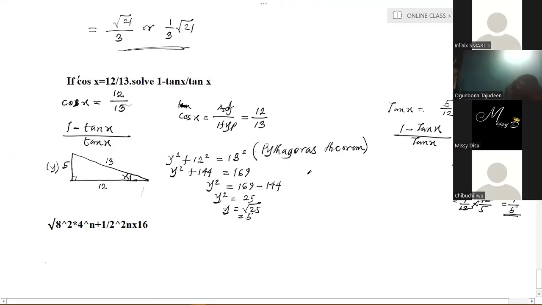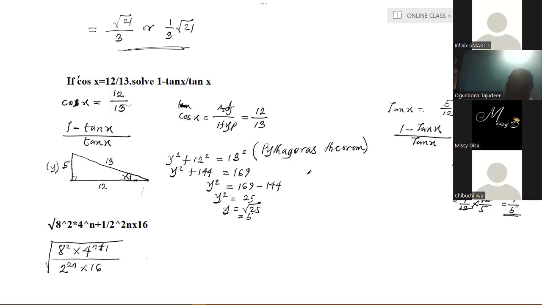We have the square root of 8 raised to power 2 times 4 raised to power n plus 1, divided by 2 raised to power 2n times 16. No, sir. It is 2 raised to power 2n, not n down. 2 raised to power 2, then n.